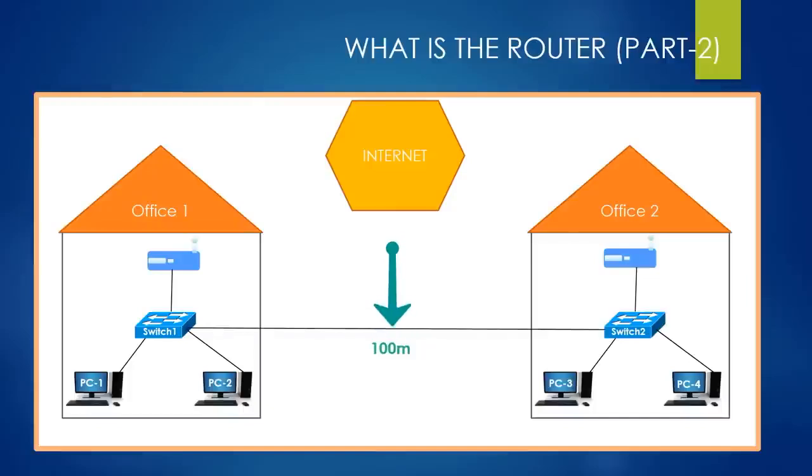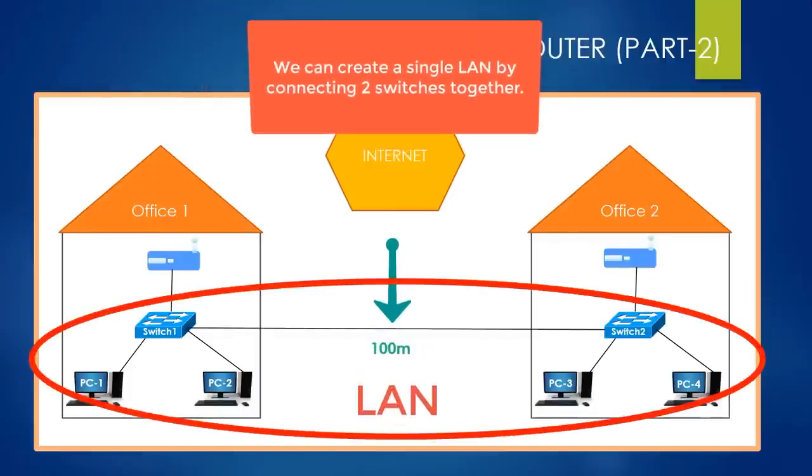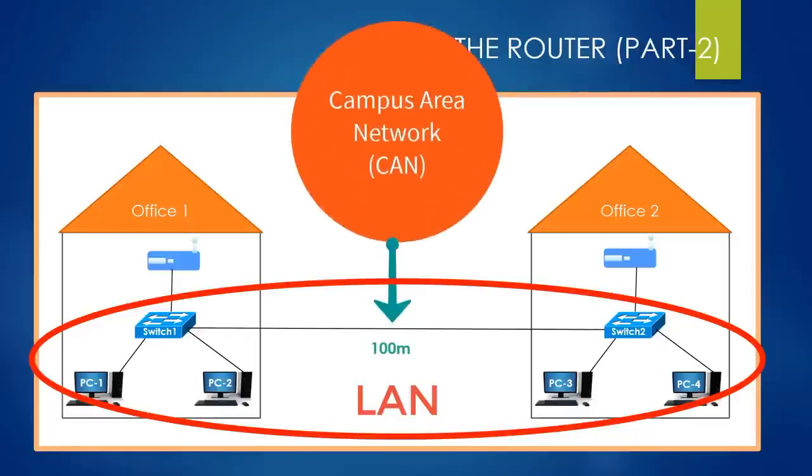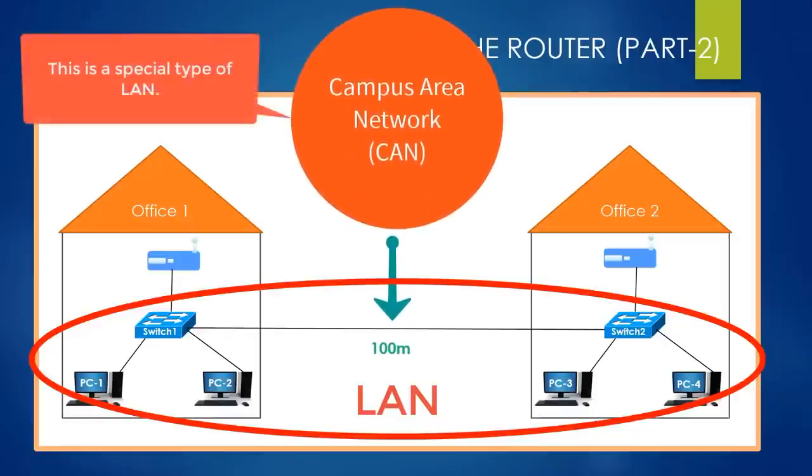And the answer is we can definitely do this. Because as you know, we use switches to create LANs. Therefore, we can create a LAN by connecting these switches to each other even if they are not in the same environment. But please note that the distance is very short between these offices. If this distance were not so short, it would be impossible to connect these switches and create a LAN. Meanwhile, these types of LANs can be called Campus Area Network, or briefly CAN, since these types of networks are generally used on university campuses.